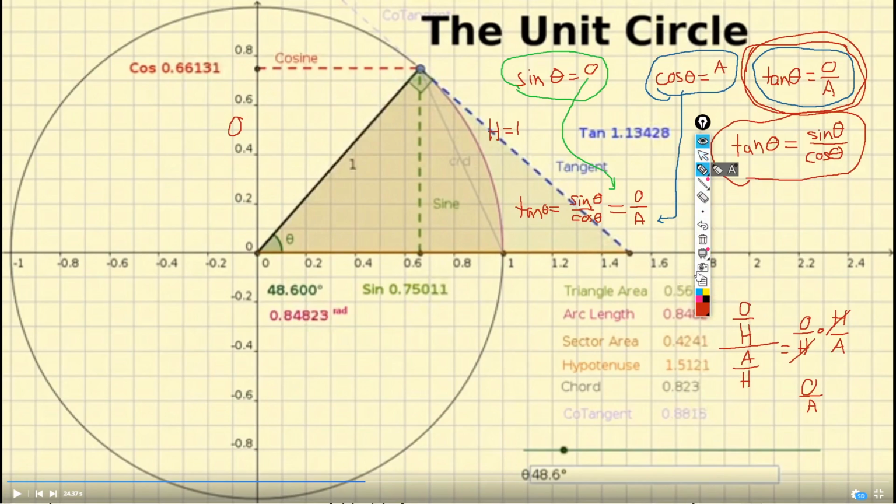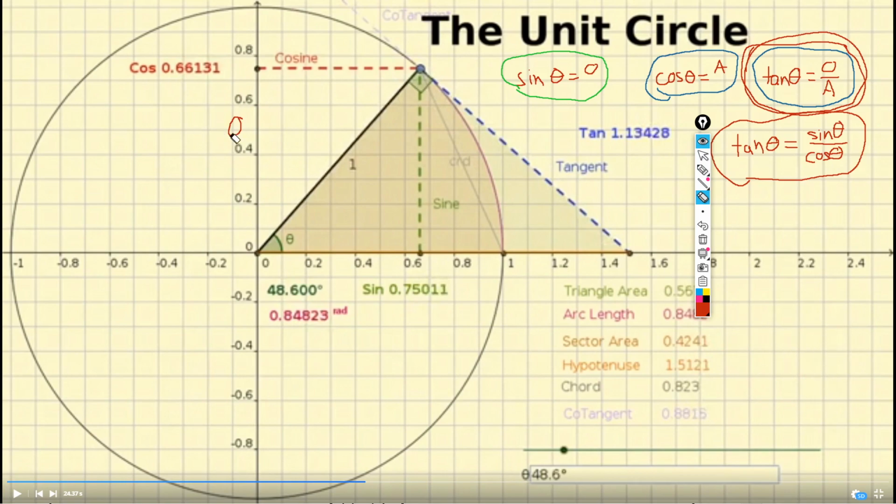I'm going to erase some stuff. I don't need to talk about that relationship anymore. Okay. So if I'm looking at this right here, what's my reference angle, right? When I say sine and cosine of theta, we need a theta. We need an angle to be opposite from or adjacent to. What is that angle? It's this angle right here. Okay, this is our reference angle right here.